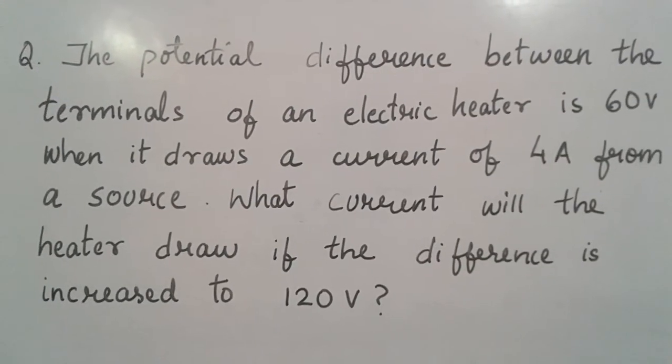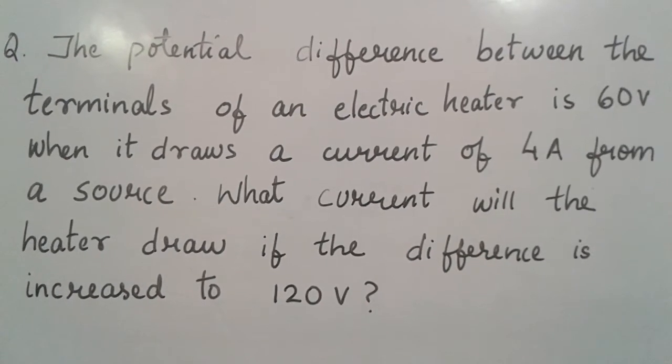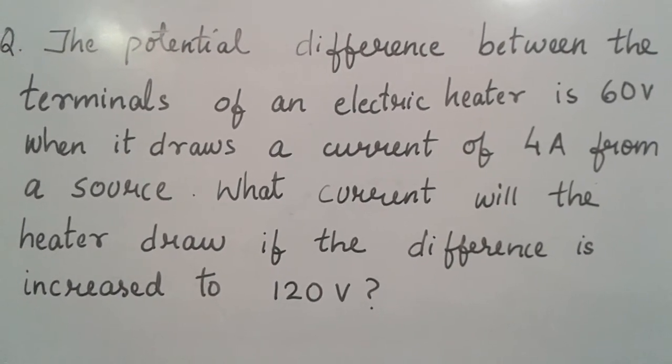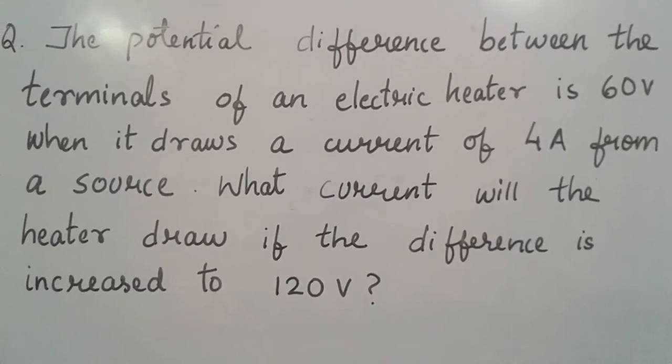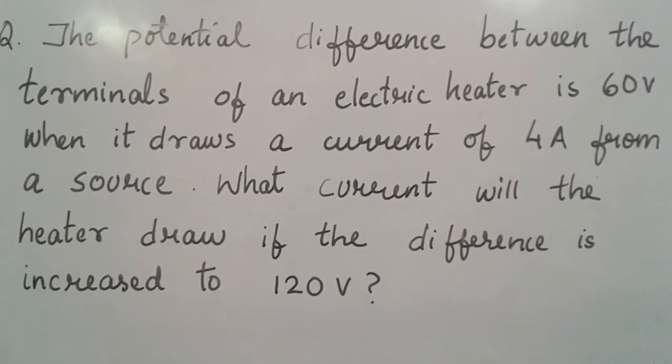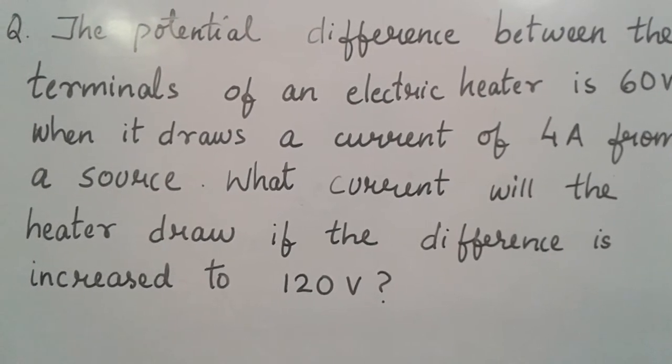This is the question. The potential difference between the terminals of an electric heater is 60 volt when it draws a current of 4 ampere from a source. What current will the heater draw if the potential difference is increased to 120 volt?